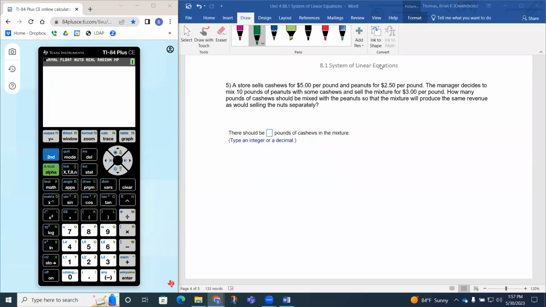So question five, we get a traditional word problem application. A store sells cashews for $5 per pound and peanuts $2.50 per pound. The manager decides to mix 10 pounds of peanuts with some cashews and sell the mixture for $3 a pound. How many pounds of cashews should be mixed with the peanuts so that the mixture will produce the same revenue as would be selling the nuts separately?